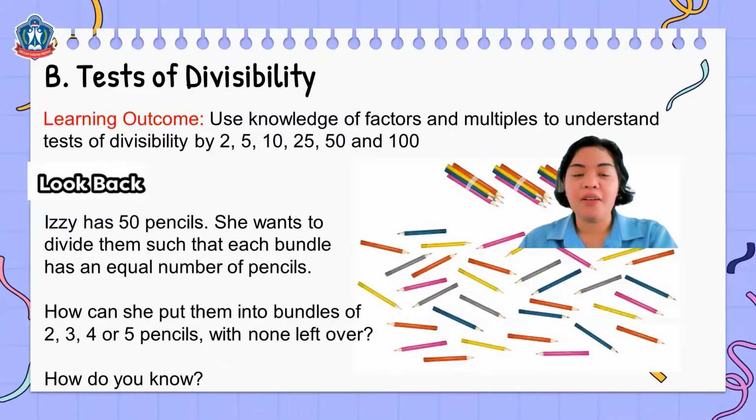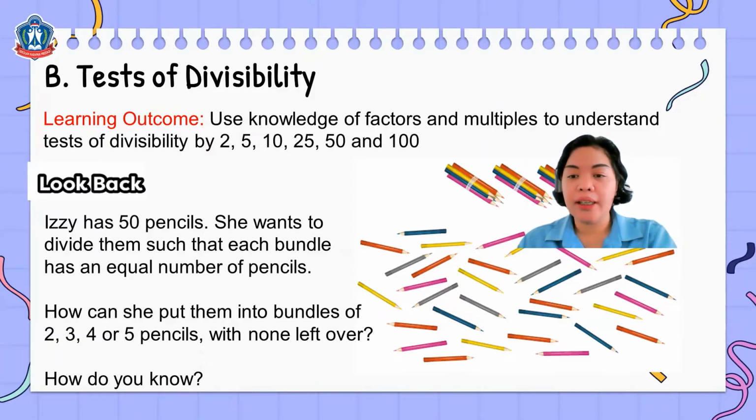The learning outcome for this lesson is to use knowledge of factors and multiples to understand test of divisibility by 2, 5, 10, 25, 50, and 100. From the previous video, you learned about factors and multiples, right? So those lessons are related to this new lesson. So you have to remember about factors and multiples so it would be easier for you to understand divisibility.